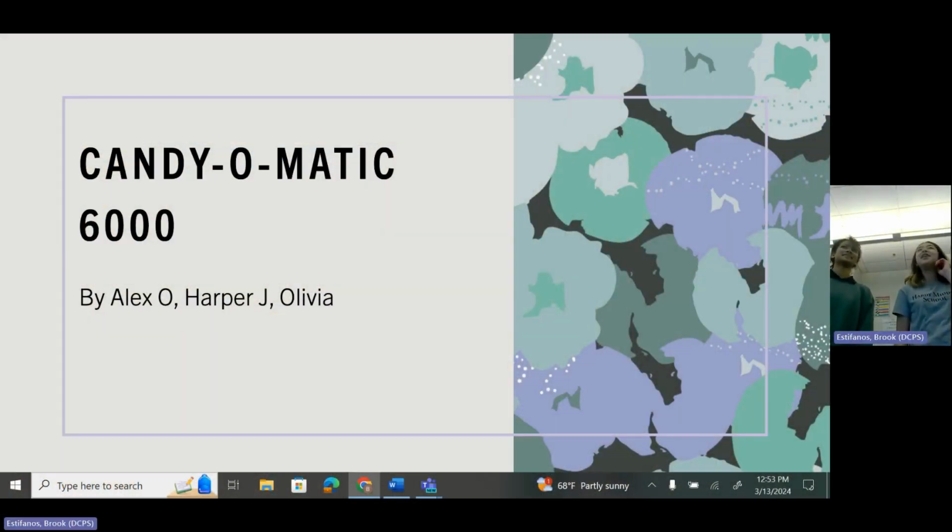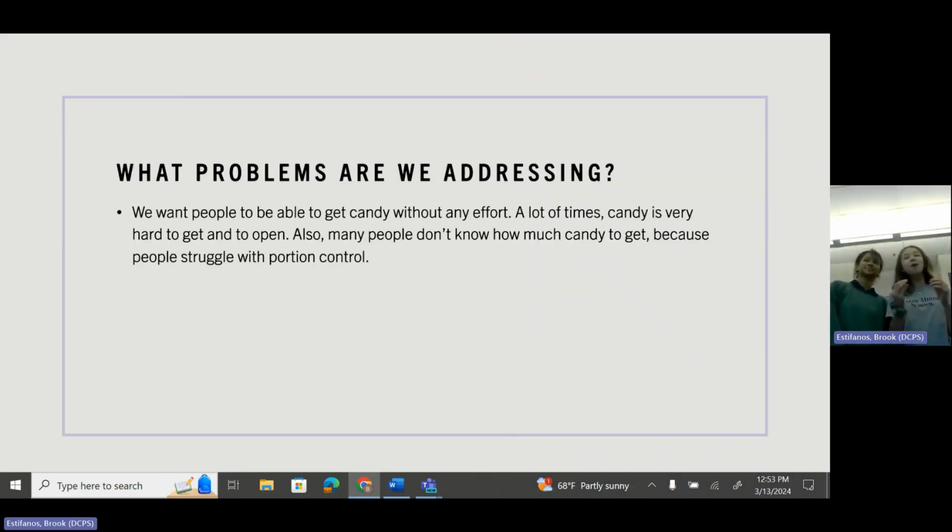So this is the Candiomatic 6000. Basically, what problems are we addressing? We want people to be able to get candy without any effort. A lot of times, candy is hard to get and to open. Also, many people don't know how much candy to get because people struggle with portions.